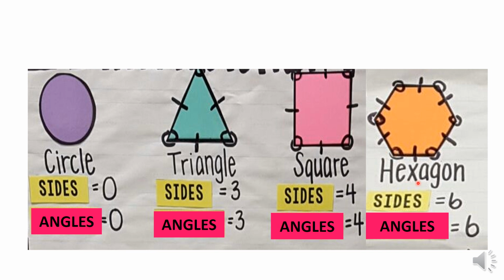What about the hexagon? The hexagon contains, this is the first side, second, third, fourth, fifth, and sixth. This means that it contains six sides. What about the angles? I will count. This is the first angle, the second angle, the third angle, the fourth angle, the fifth angle, and the sixth angle. It means that the hexagon contains six angles.